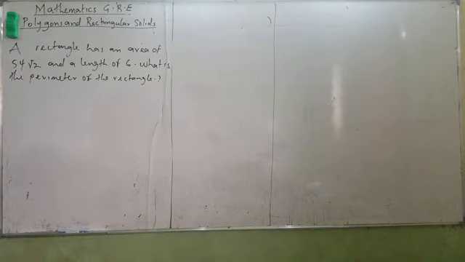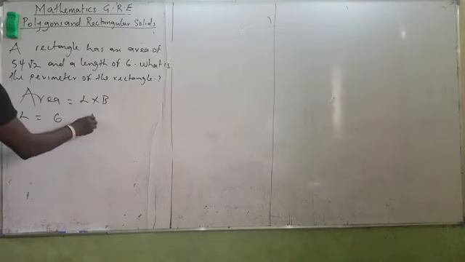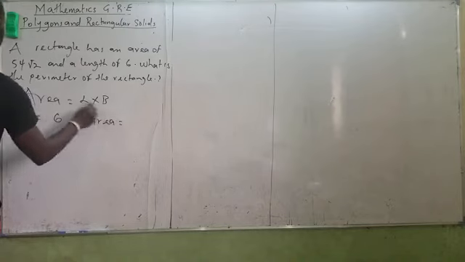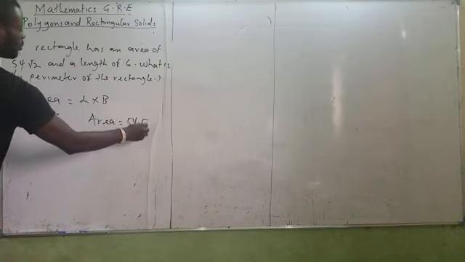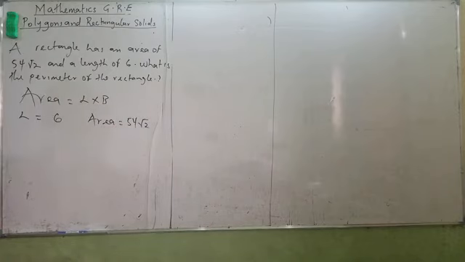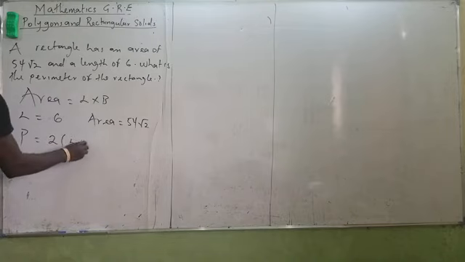How do I go for my perimeter? We're told the area. What is the area? Area of a rectangle equals length times breadth. We're told that the length equals 6 and the area itself equals 54 root of 2. Now, we are looking for the perimeter. My perimeter is always equal to 2 bracket of length plus breadth.